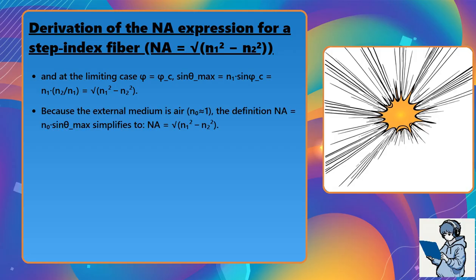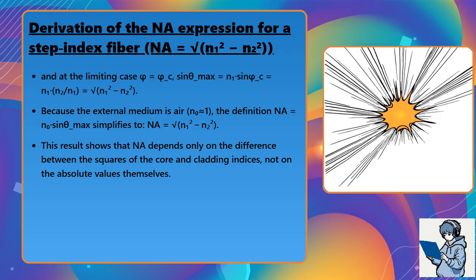Because the external medium is air, N0 approximately 1, the definition NA equals N0 times sin theta max simplifies to NA equals square root of N1 squared minus N2 squared. This result shows that NA depends only on the difference between the squares of the core and cladding indices, not on the absolute values themselves.